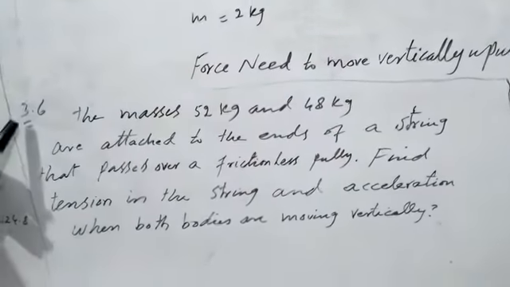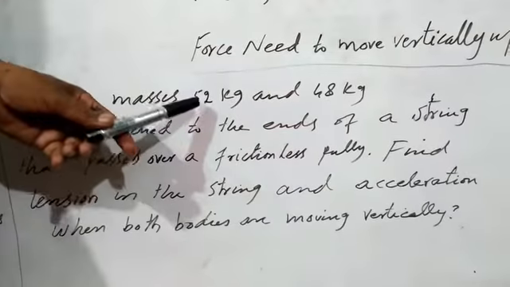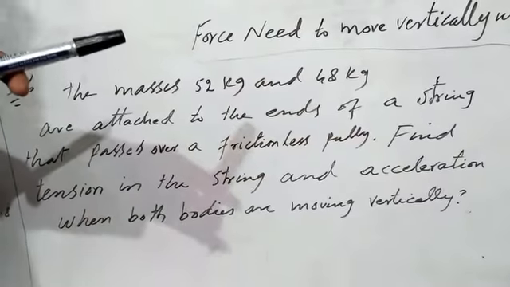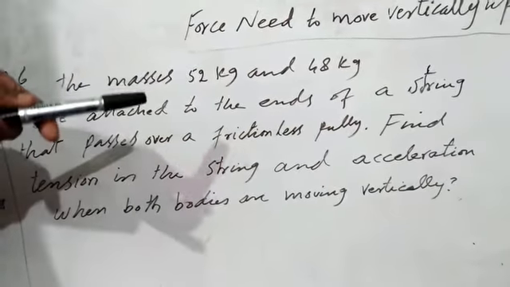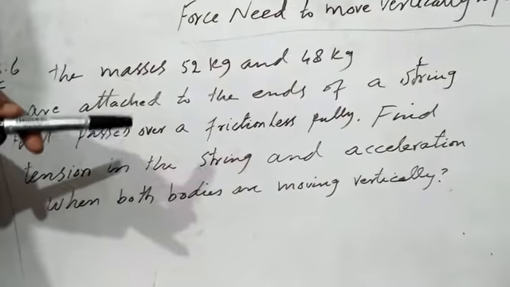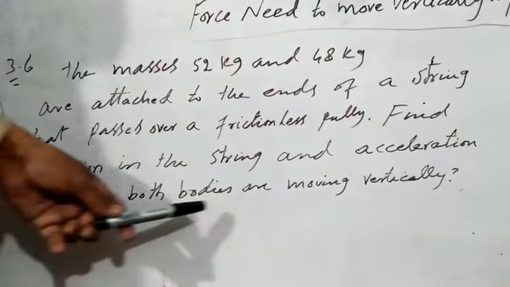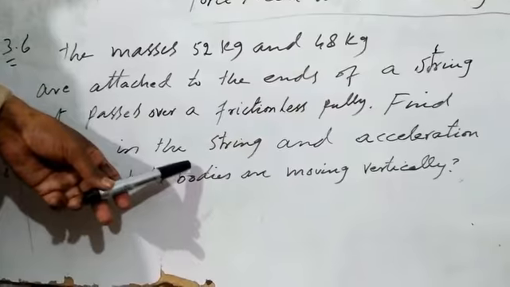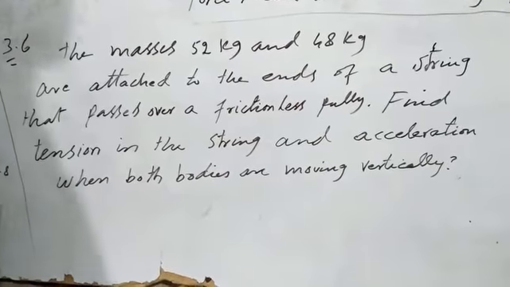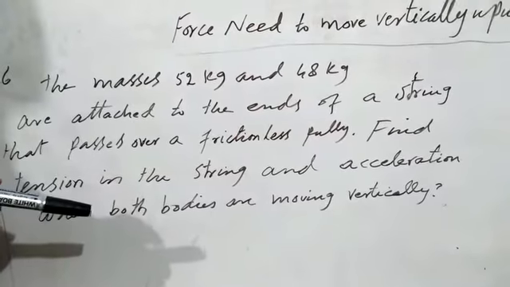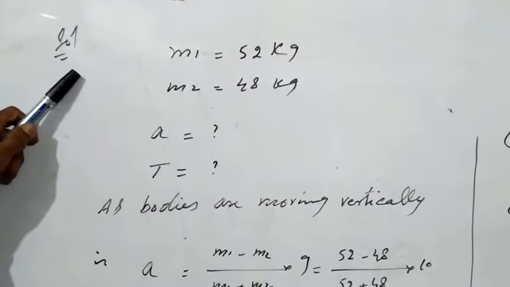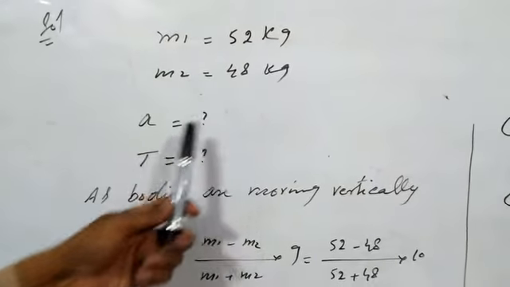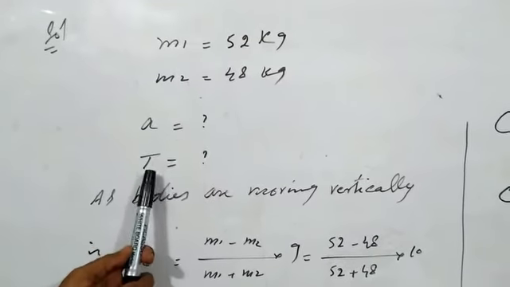In numerical 3.6, the masses 52 kg and 48 kg are attached to the ends of a string that passes over a frictionless pulley. Find tension in the string and acceleration when both bodies are moving vertically. This is case 1. In case 1, we use the formula of acceleration A and the tension T. As solution, m1 is 52 kg, m2 is 48 kg. We have to find acceleration and tension.